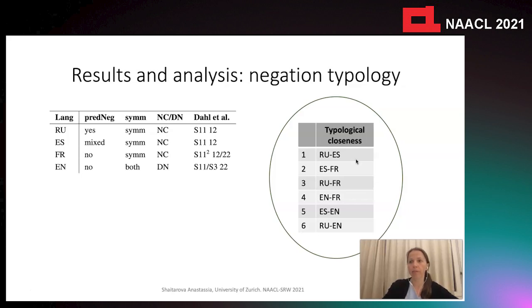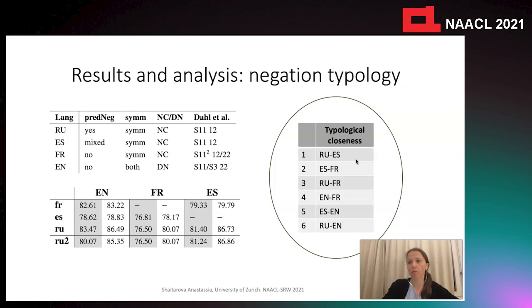If we look at the experiment results again, we might consider that the successful transfer from Spanish to Russian might be explained through this negation typology. Yet if we look at the other results for Russian, we see that they do not entirely correspond to the typological hierarchy.